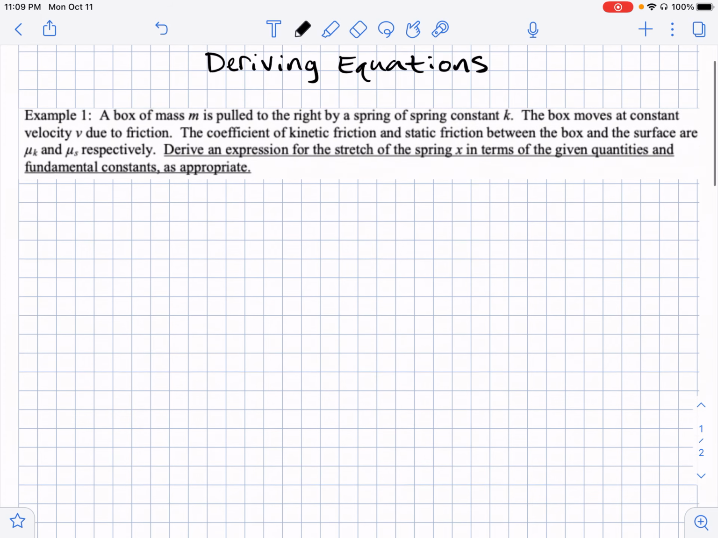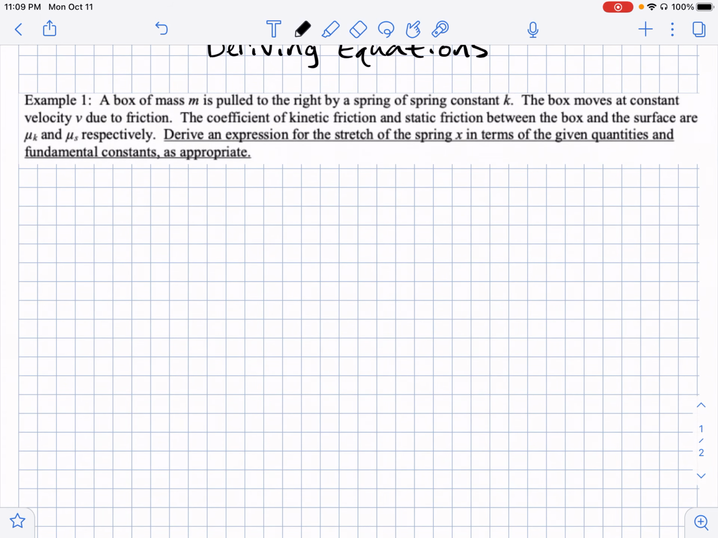To start out with this problem, we'll make a free body diagram of what's happening. Here is my object, and the forces on it: we have a force of the spring that's pulling it to the right. Then we know that there is kinetic friction, and we know it's kinetic friction because it's moving at a constant velocity. Then we also have Fg going down, and the normal force going up.